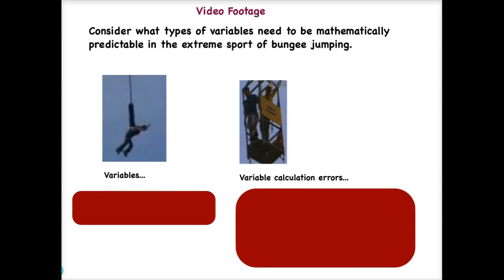We're going to be looking at two video footages of bungee jumps. In each, I want you to consider what types of variables need to be mathematically predictable in the sport of bungee jumping. Let's go ahead and look at our first video. And while we're looking at it, think about the variables that you'll notice.